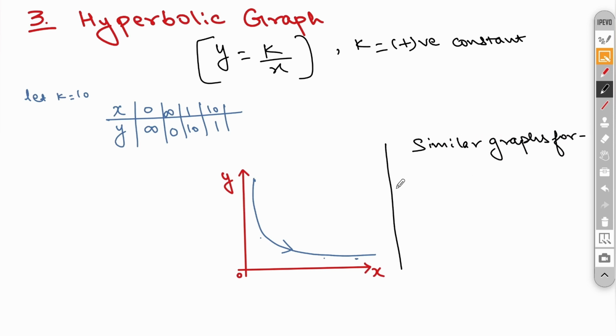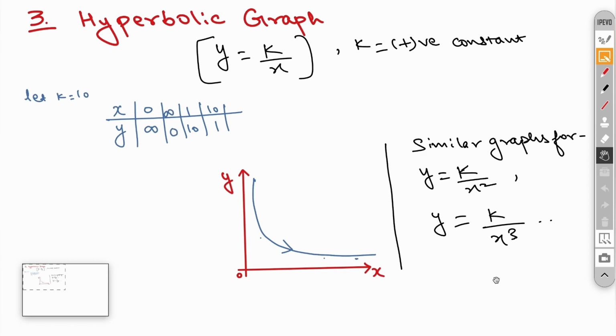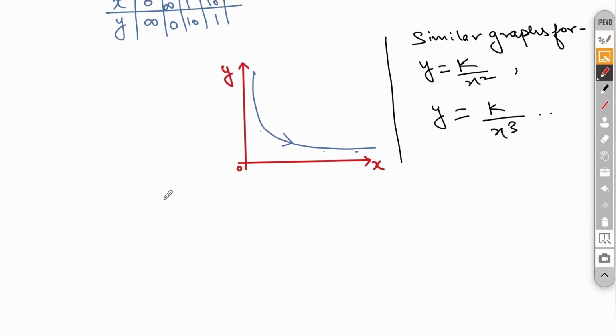We'll get similar graphs for equations like y is equal to k by x square, y is equal to k by x cube. For these two, the graph will look quite similar.